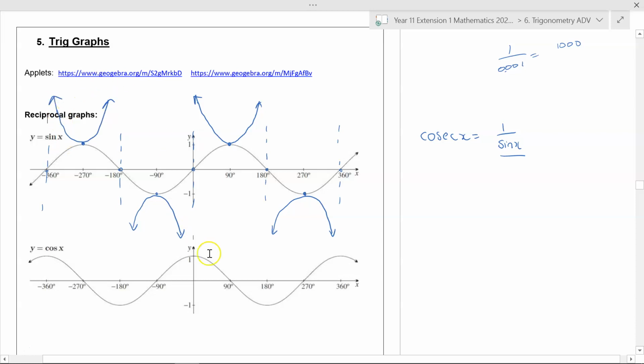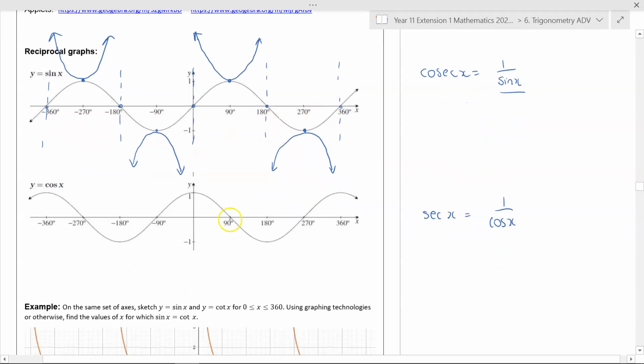Okay, let's have a look at sec. We know sec is 1 on cos. So same sort of scenario. When cos is 0, we're going to have an issue. We're going to have an asymptote because we can't have 1 on 0.